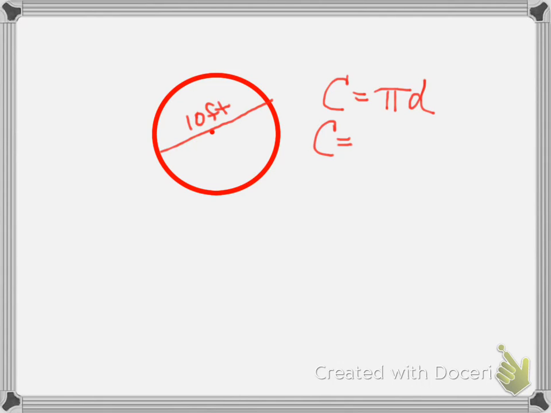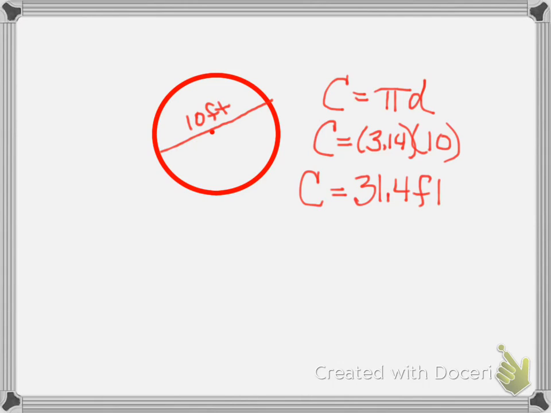And what did I just say we're going to use for pi? 3.14. Yeah, 3.14. And you're going to take it times 10. So the circumference of that circle would be what? 31.4, and we would just say feet. 31.4 feet. Questions about that? All right, let's do another one.